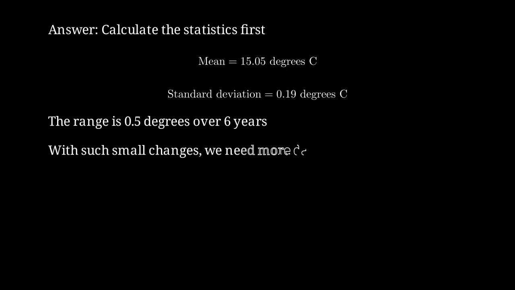With such small changes relative to natural variability, we would need much more data over a longer time period to confidently identify a real warming trend versus random fluctuation.